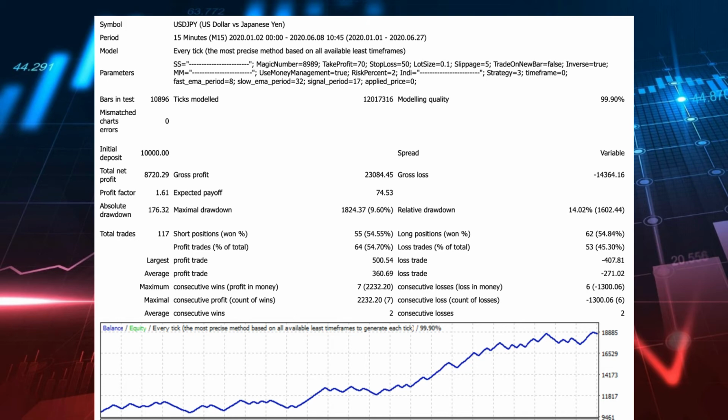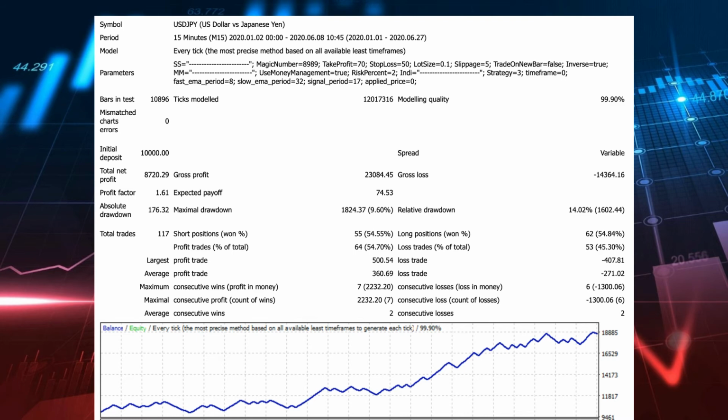Initial deposit, that's our 10k starting simulation amount, and our total net profit is $8,720. Profit factor 1.61, which we've mentioned previously. In terms of the profitable trades, 54.7% are winning trades. The largest profit trade is 500, and the largest loss trade is 407. So you see that the wins are greater than the losses, not by a factor of anything, but just slightly more. But because there is a slightly higher win percentage, this makes it profitable.